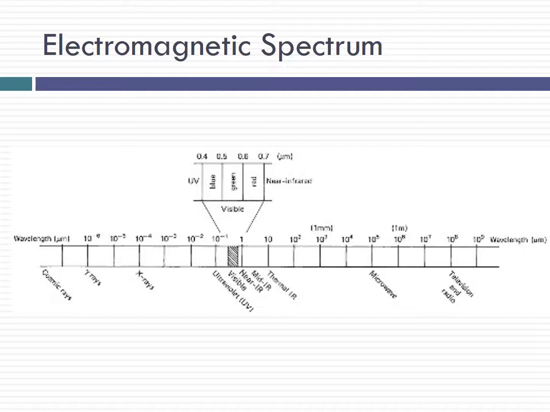And then we have a tiny little band here in our scale that's colored in. That's visible light. Visible light can be broken down into basically three regions: the blue, the green, and the red. And that basically goes from 0.4 to 0.5, 0.5 to 0.6, and 0.6 to 0.7. That is the only part of the electromagnetic spectrum that we can see, for the most part.